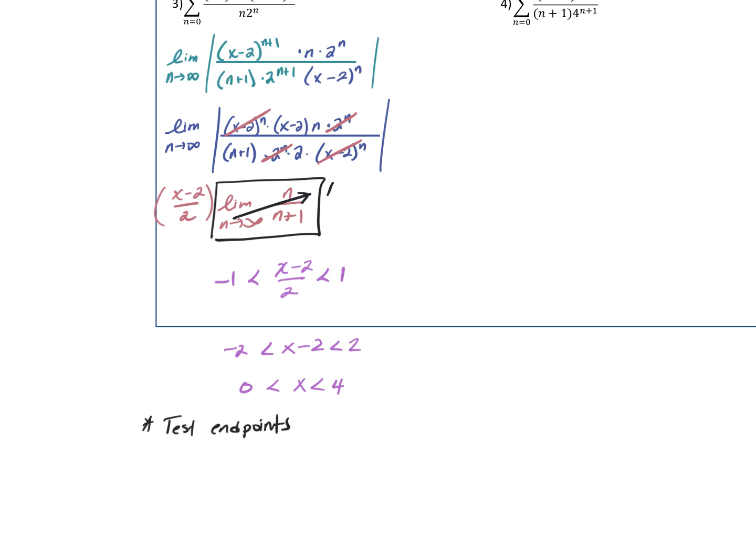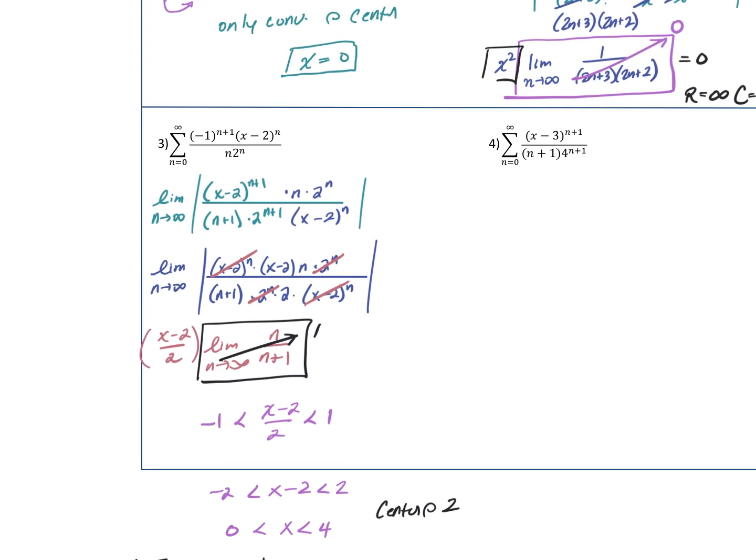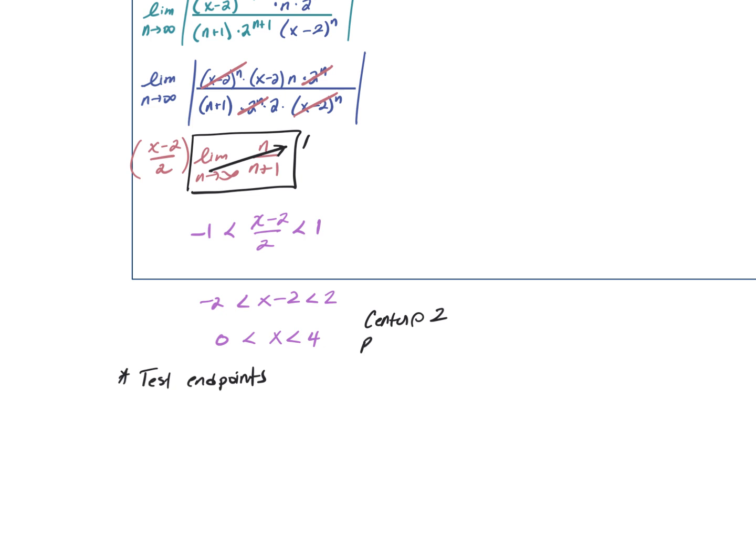Let's talk about a couple of things. The center is in the middle of that, so the center is at 2. If you look at the original function, we knew that because it's x minus 2, the x minus c. And then the radius we know for sure. So the radius of convergence is 2.